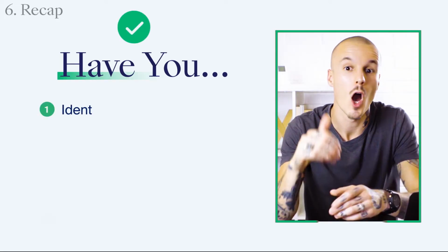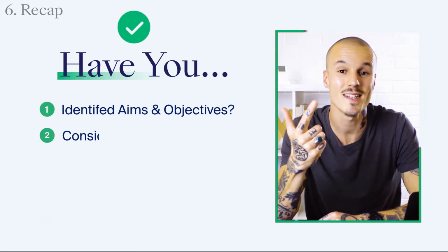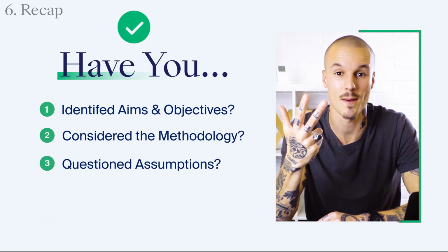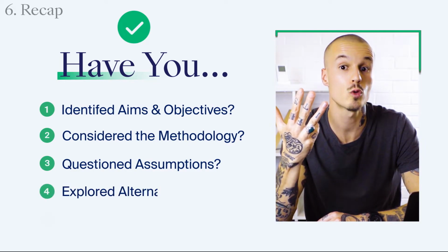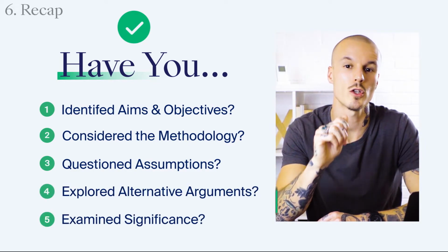Before we finish, let's double check that we've covered everything with a quick recap. Have you identified the aims and objectives of the authors? Considered the methodology used? Questioned any theoretical assumptions? Explored alternative arguments? And finally, examined the significance to your own work? Now you have 5 clear steps for critically analysing academic materials when conducting your literature review.